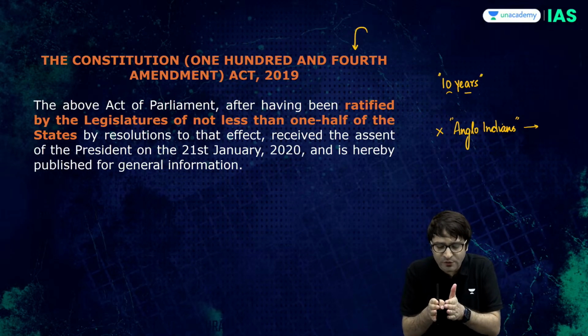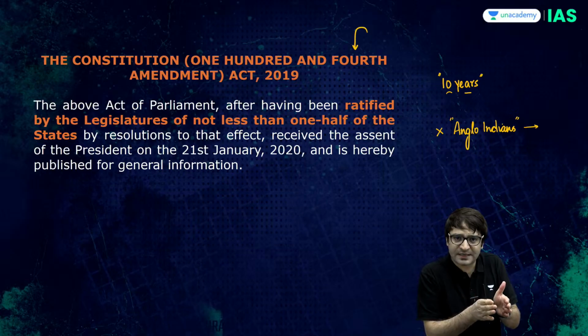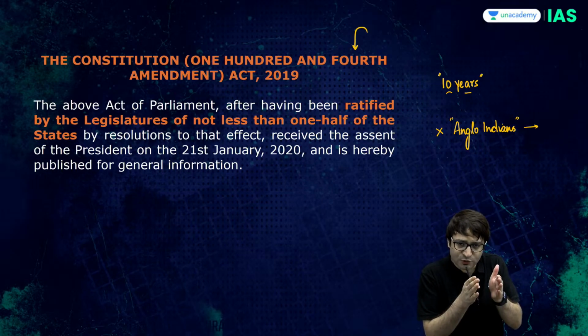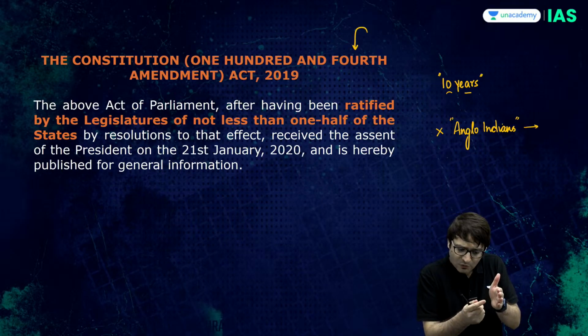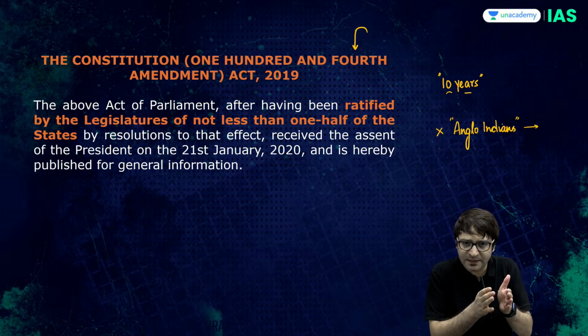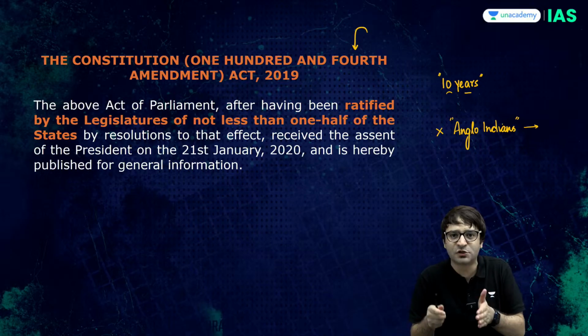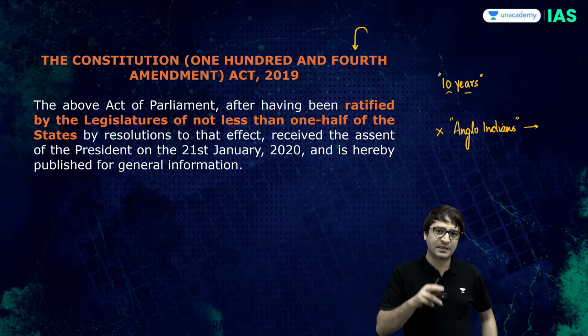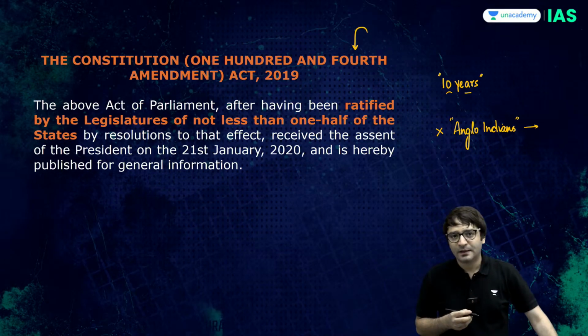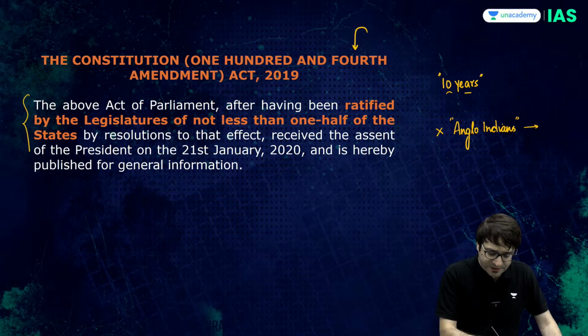So reservation for Anglo-Indians as well as for SCs and STs was to expire in 2020. What the Parliament did in 2019, because of the 104th Constitutional Amendment Act, it extended the reservation for another 10 years for SCs and STs, but did not extend the reservation for Anglo-Indians, which means now the Anglo-Indian reservation is gone. That's number 2. Number 3. That's why I've mentioned the statement.